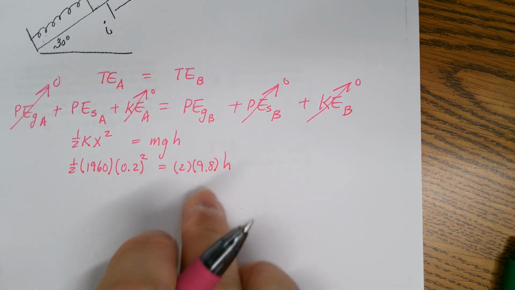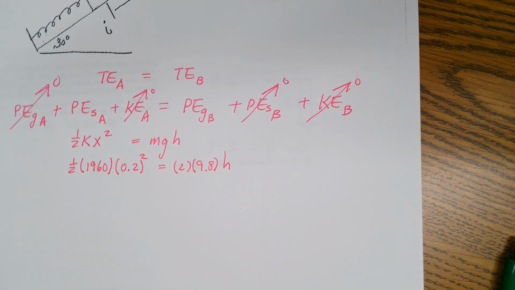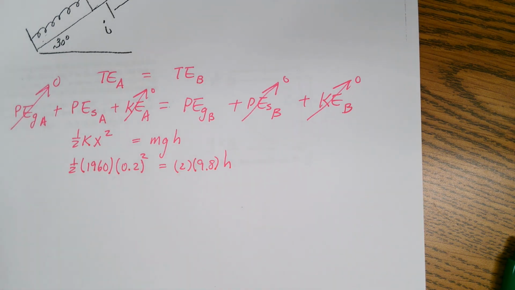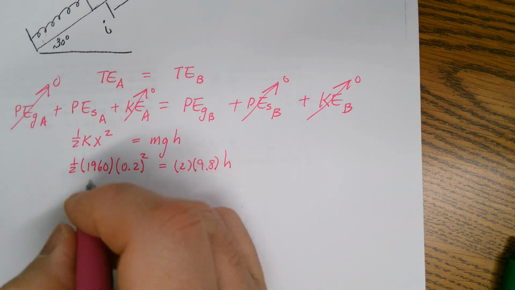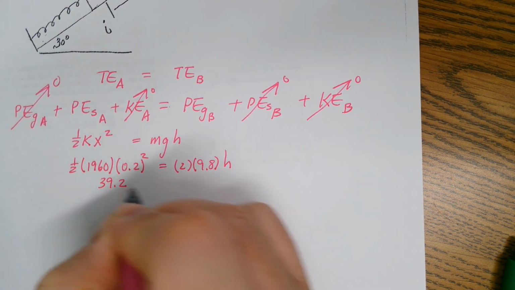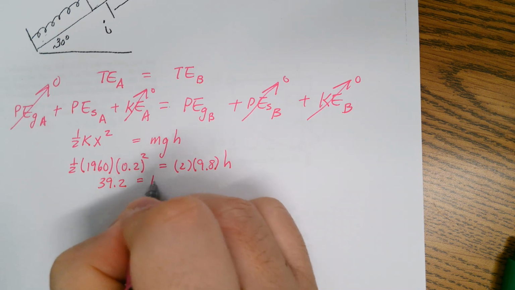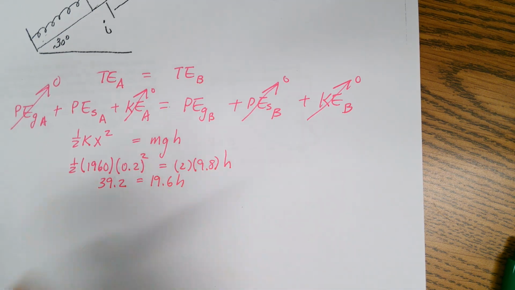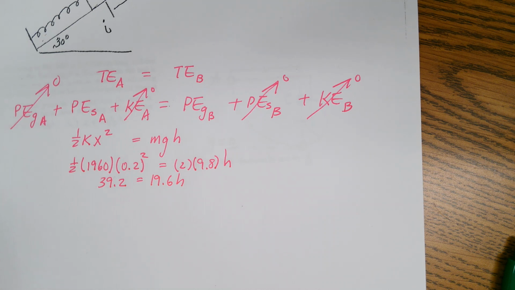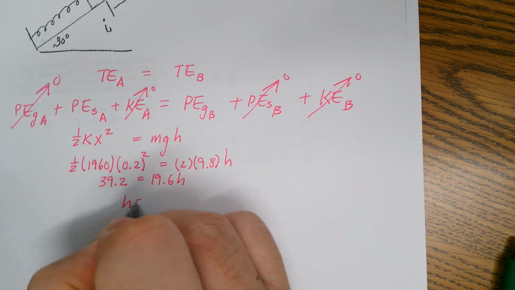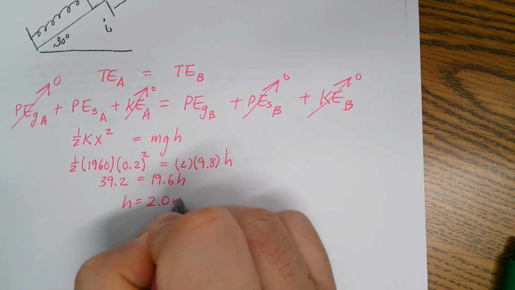So what's my height? Well, let's calculate that. So here we have 0.5 times 1960 times 0.2 squared, and I get 39.2 is equal to 19.6h. So divide that by 19.6, and my height is equal to 2 meters.